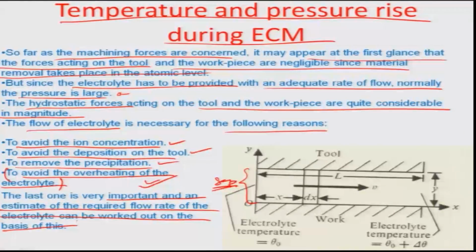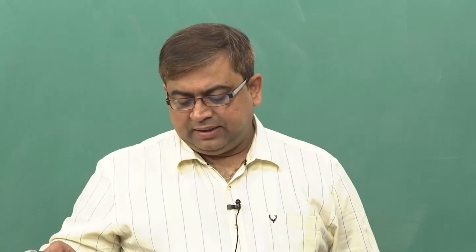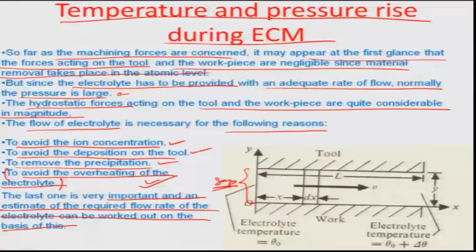So, I would like to start with this model from the next module, but I will just mention the basic premise that we would have to take into account for modeling. So, you now have a tool surface, as you can see here, and a workpiece surface, and we assume that the electrolyte flows in at a certain temperature theta 0 from this end of the ECM, and goes out from this other end, where the electrolyte temperature gets elevated because of the heat transfer from the tool into the electrolyte, from theta 0 to theta 0 plus delta theta.